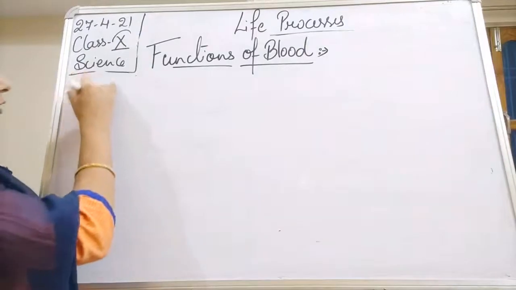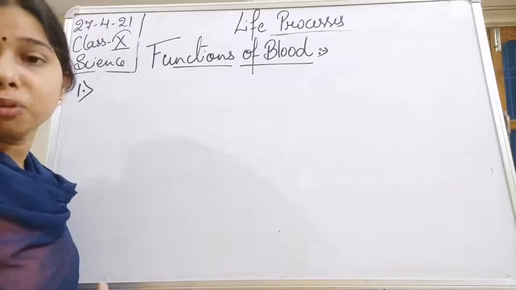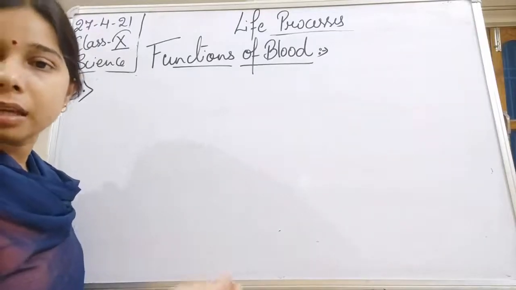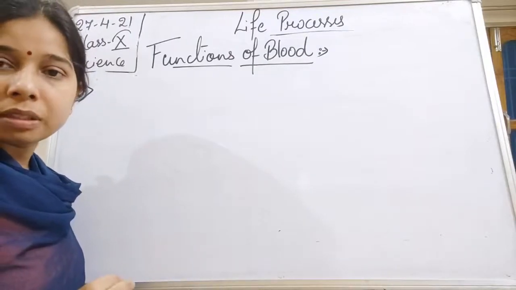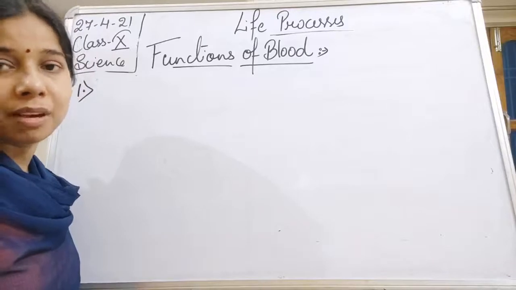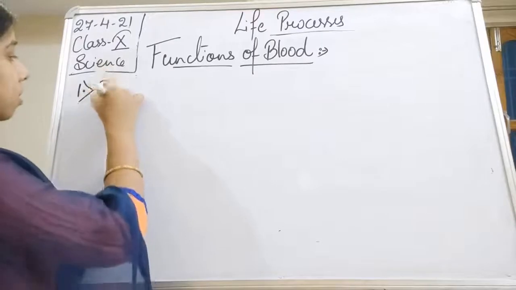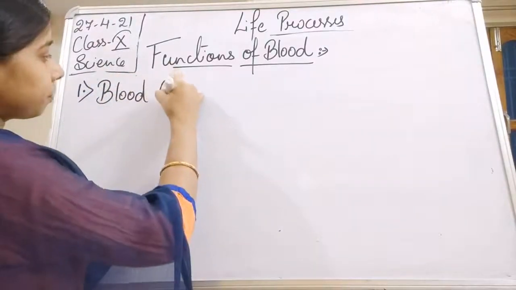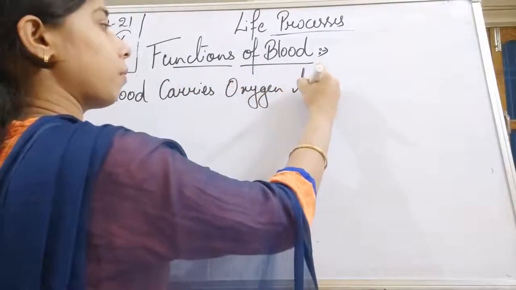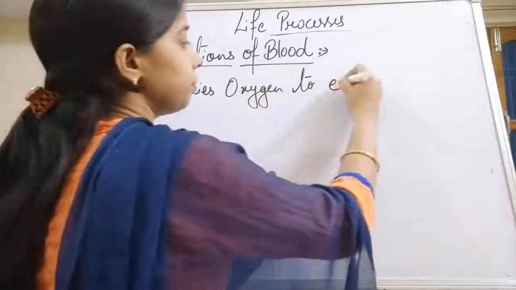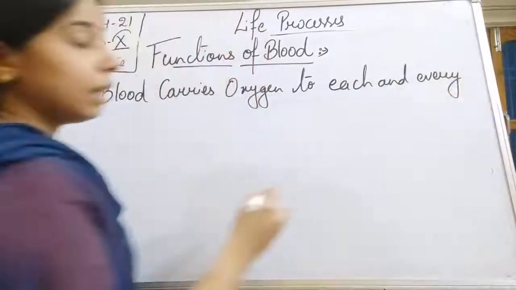So you see the important functions. The first function, which is really very important for the blood, is that it carries oxygen. By combining with hemoglobin, it forms oxyhemoglobin, which reaches each and every part of the cell. That is really important for the survival of a living organism. So we can say here that blood carries oxygen to each and every part of the body.